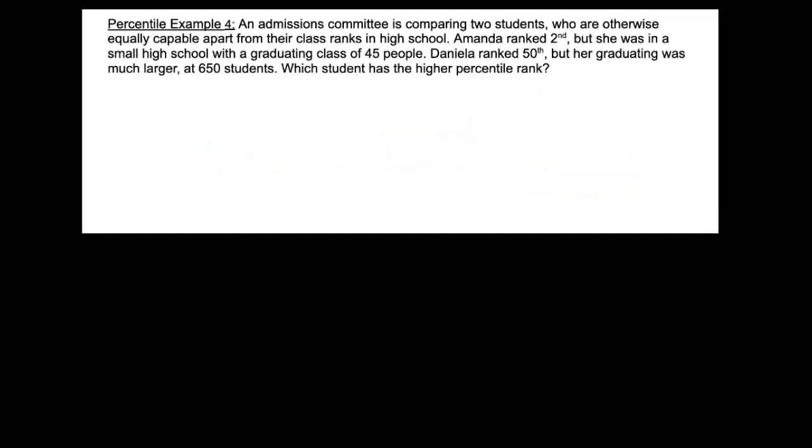So now for our last example. An admissions committee is comparing 2 students who are otherwise equally capable apart from their class ranks in high school. Amanda ranked 2nd, but she was in a small high school with a graduating class of 45 people. Daniela ranked 50th, but her graduating class was much larger at 650 students. Which student has the higher percentile rank? So this is the type of situation where it's really nice to look at percentiles because, as you can see, just looking at their rank, 2nd and 50th, you can't necessarily say that the person who ranked 2nd is a better student because there were far fewer students in her graduating class.